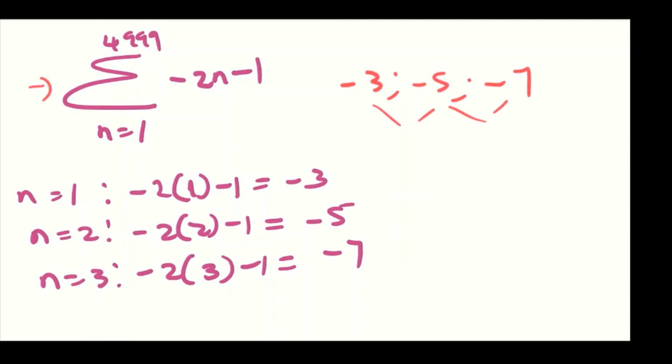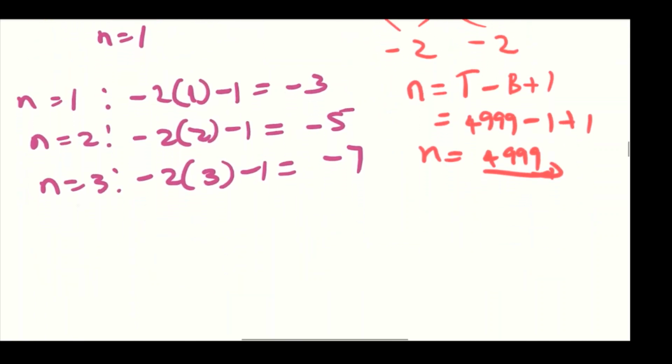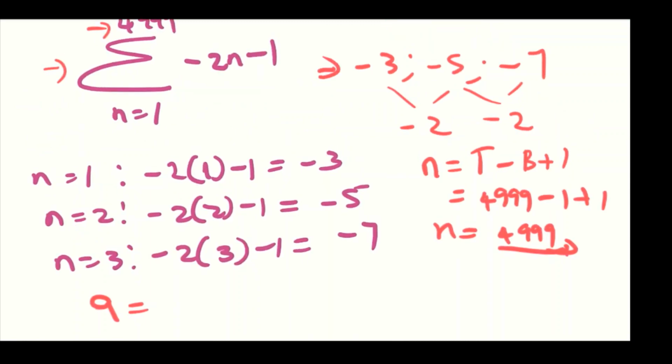So now we need to find the common difference between these. Minus 5 minus minus 3, you're going to get minus 2. So the common difference is minus 2. And the n value is equal to top minus bottom plus 1. The top is this 4999, so it's going to be 4999 minus the bottom, which is 1, plus 1. So your n value is equal to 4999. So you have your a value, which is this minus 3 here, our d is equal to minus 2, and our n is equal to 4999. So you can find the sum.